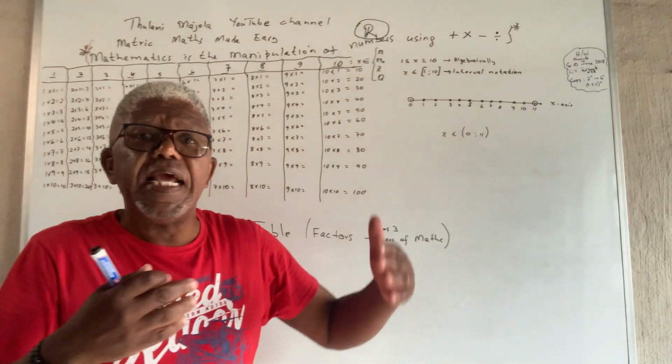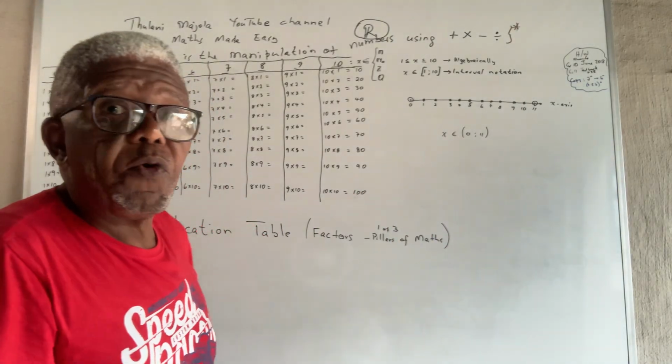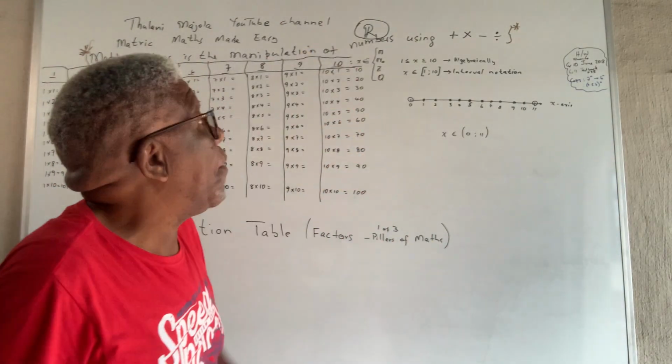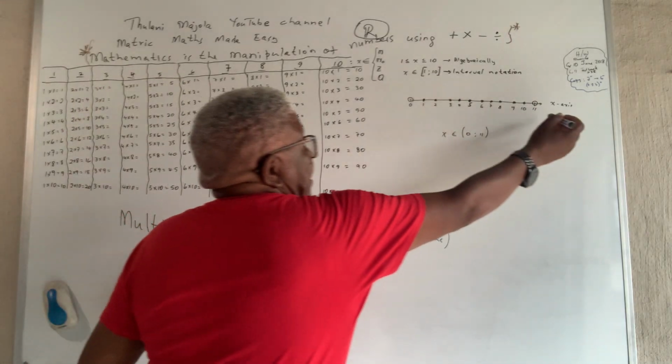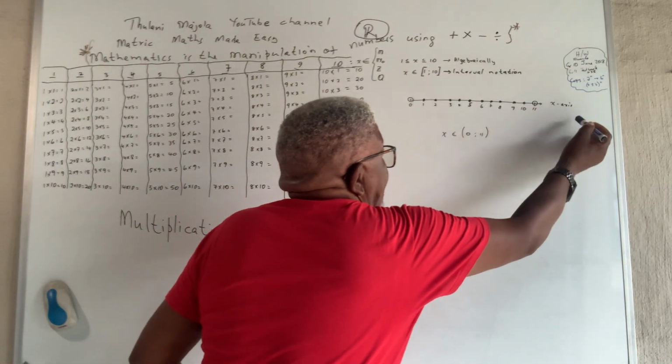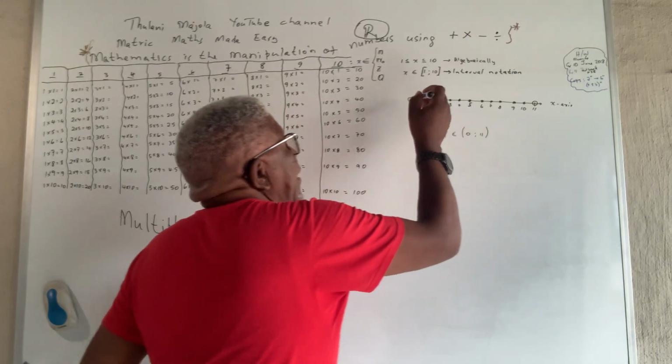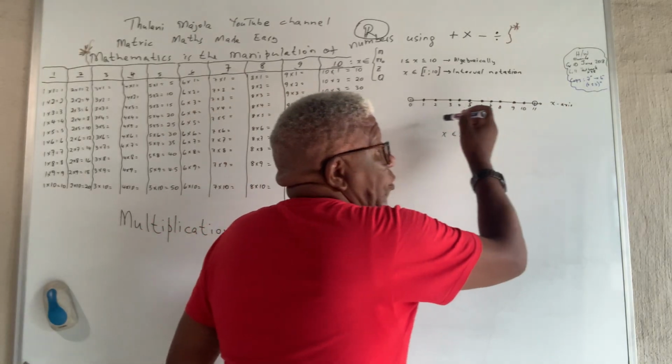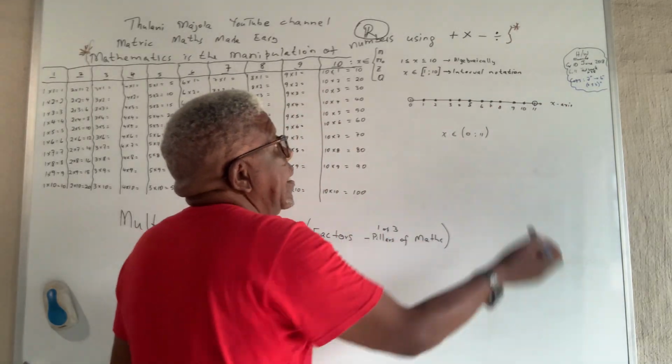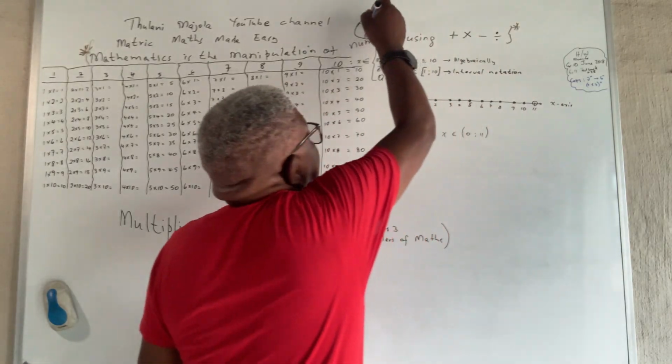So instead of using numbers like 1, 2, 3, 4, we're now talking about X. Like the number line. We call this one a number line: 0, 1, 2, 3, 4, 5. So it's a number line representing the real numbers.